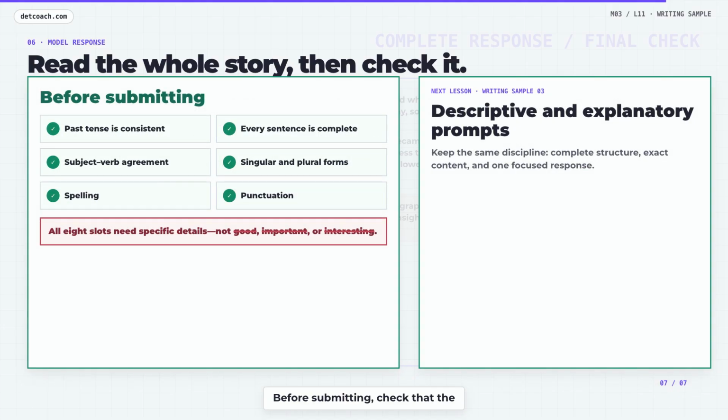Before submitting, check that the past tense is consistent, every sentence is complete, and subject-verb agreement, singular and plural forms, spelling, and punctuation are correct. The template establishes the order, but all 8 slots must contain specific details. Do not fill them with vague words such as good, important, or interesting.